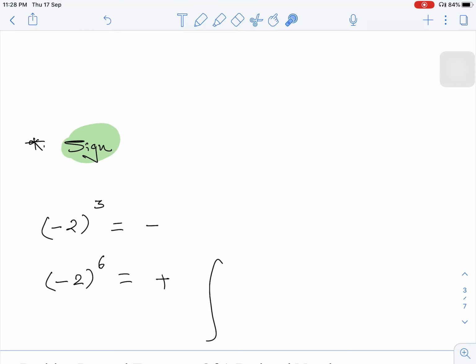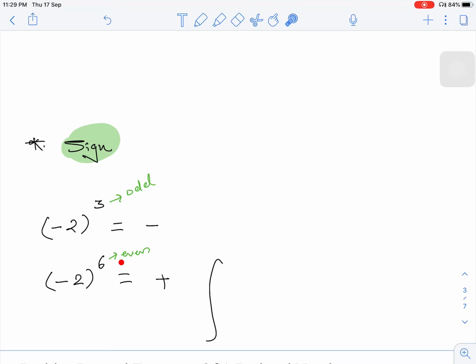Every time we cannot multiply the sign, so one simple concept is that if we have a negative number, here minus 2 is a negative number. If the power of this negative number is an odd number, then our answer will always be negative. Now look at this number, we have minus 2 raised to 6.